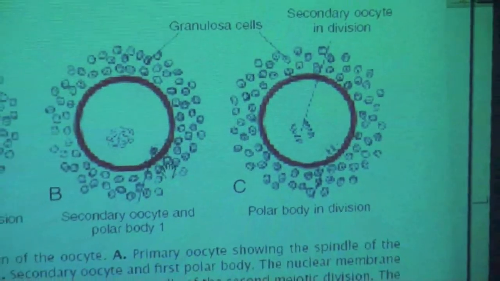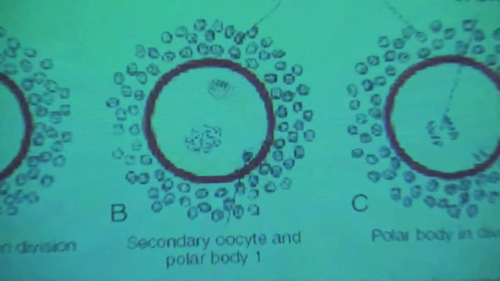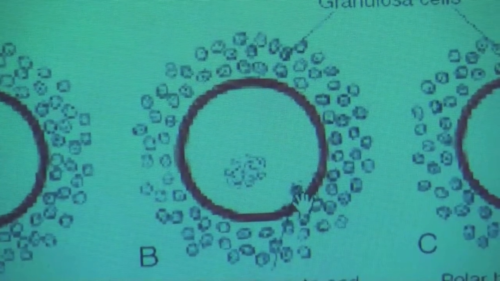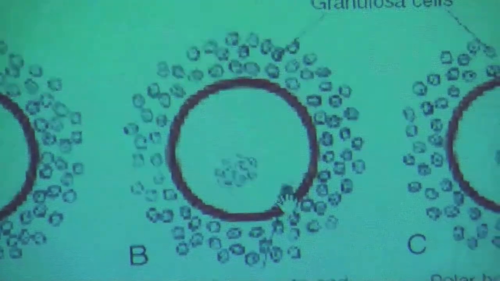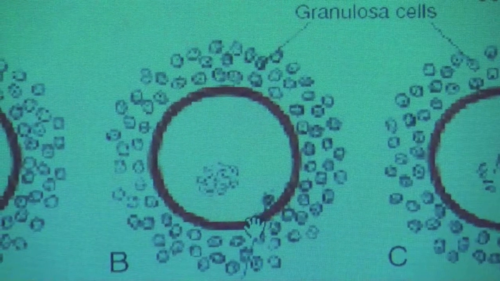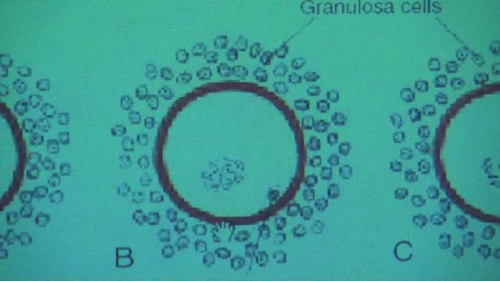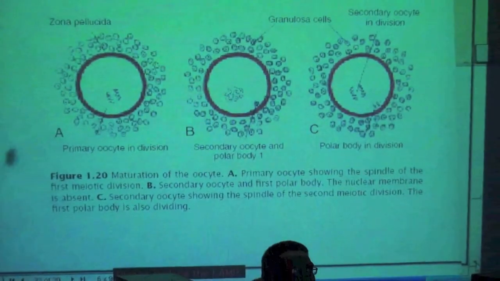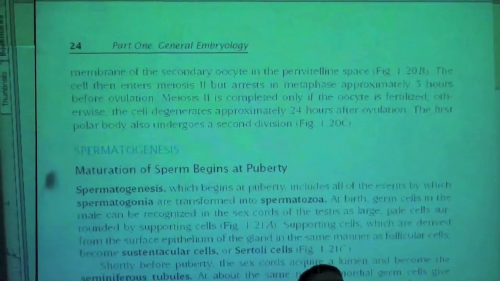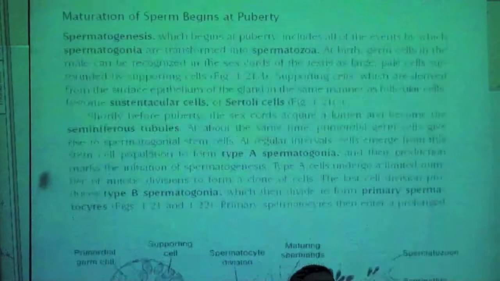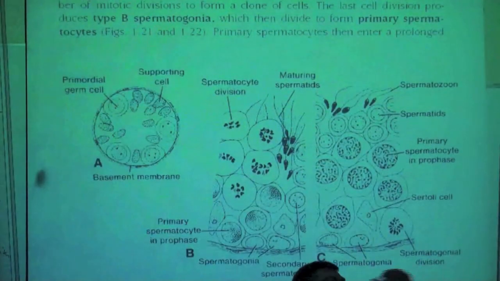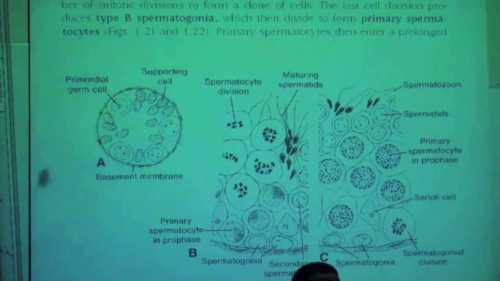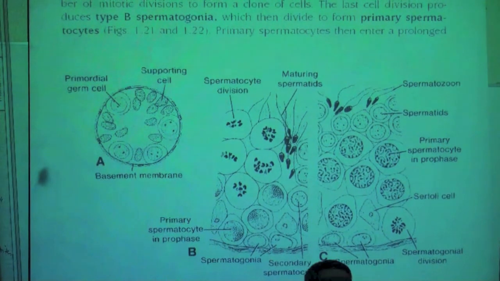Now this is the zona pellucida, this is the secondary oocyte, and a polar body is present between the secondary oocyte and the zona pellucida. This space is called the perivitelline space. This is new information. The polar body is present between the zona pellucida and the secondary oocyte. This space is called the perivitelline space.